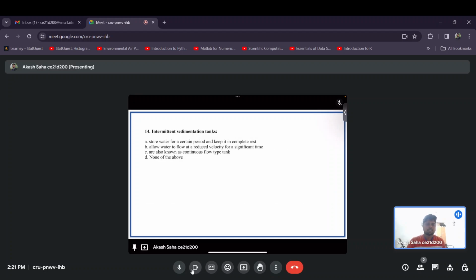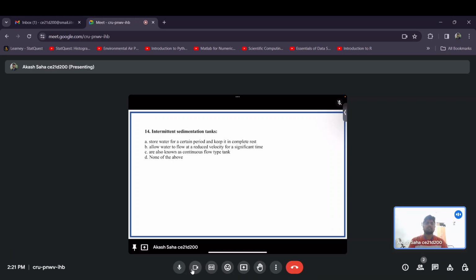Okay, so the next question now. Intermittent sedimentation tanks. Four statements are given: store water for a certain period and keep it in complete rest; allow water to flow at a reduced velocity for a significant time; are also known as continuous flow type tank; or none. So here we are talking about the intermittent sedimentation tank.